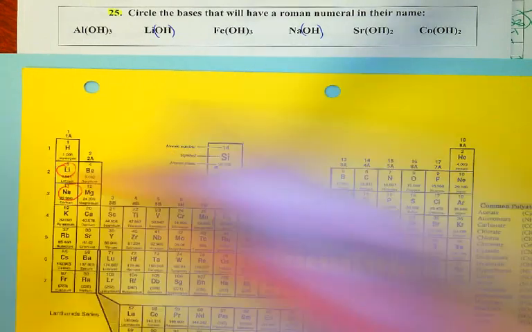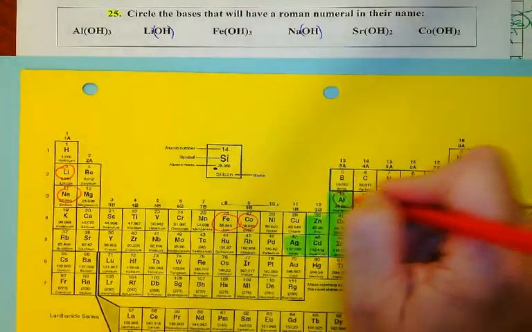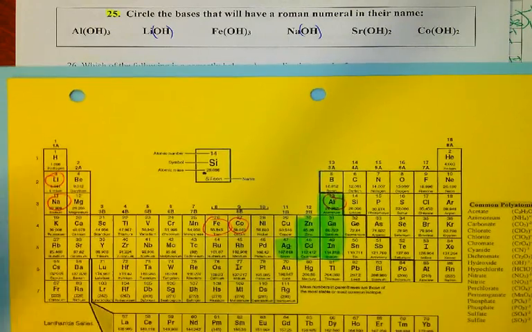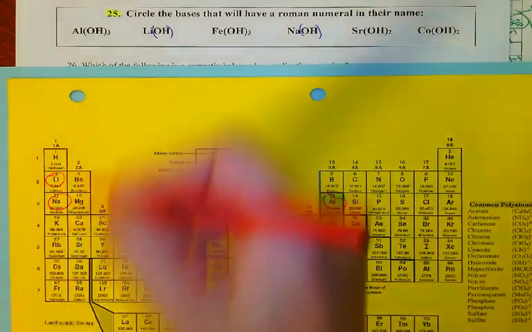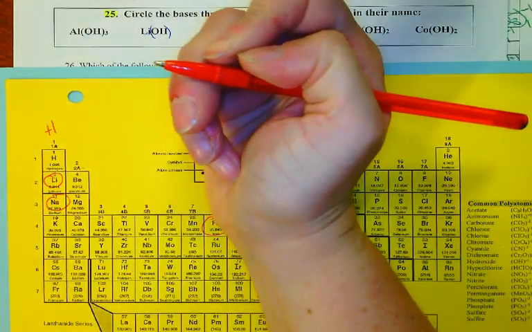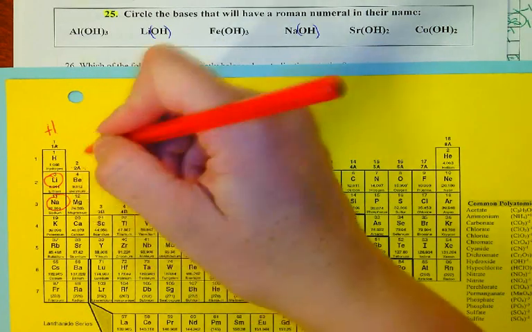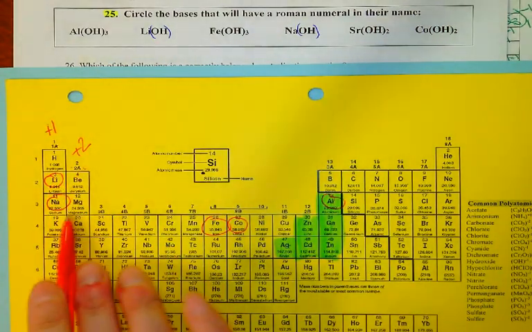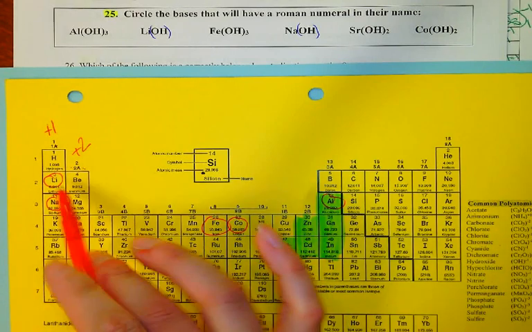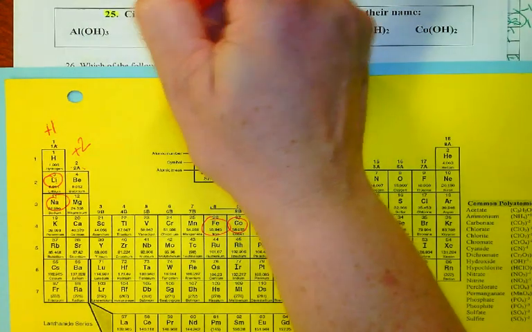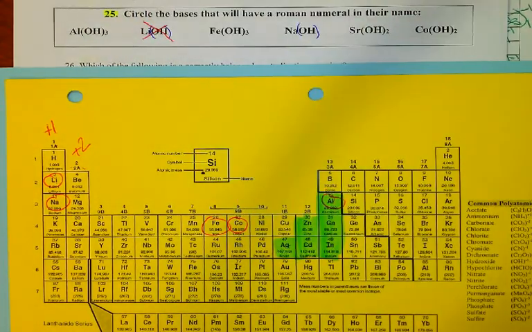So we've got a couple of things. My first two groups, in the A families, 1A always makes a 1+ charge, 2A always makes a 2+ charge. So these families never get Roman numerals. They don't need them, because the only kind of lithium is lithium 1. So I would not call this lithium 1 hydroxide, just lithium hydroxide. For sodium, just sodium hydroxide. It doesn't get a Roman numeral.